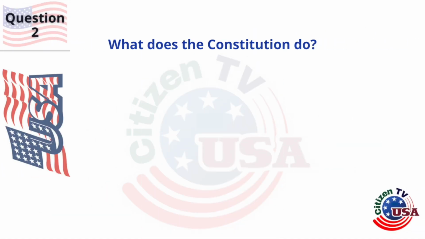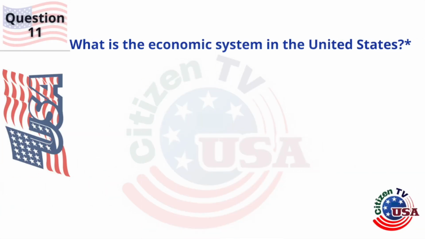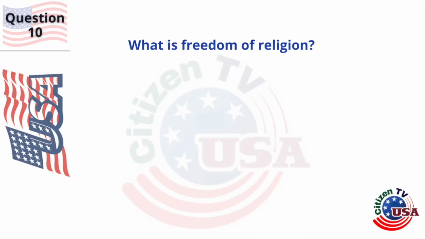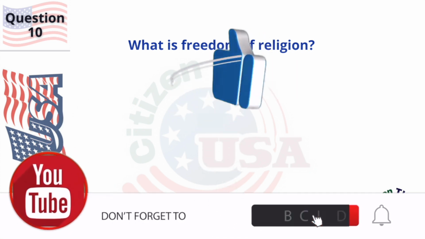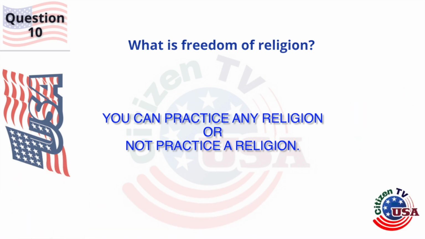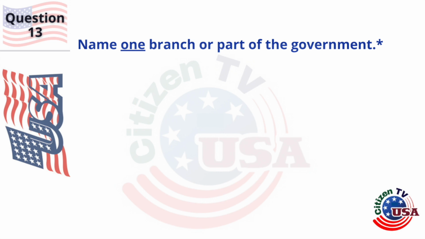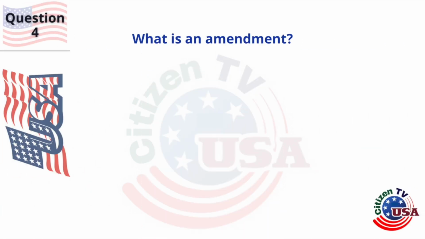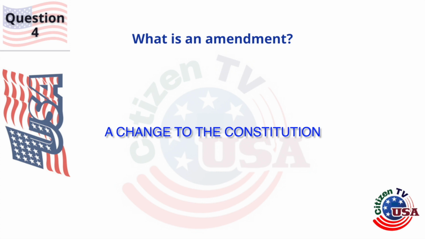What does the Constitution do? Sets up the government. What is the economic system in the United States? Market economy. What is freedom of religion? You can practice any religion or not practice a religion. Name one branch or part of the government. Congress. What is an amendment? A change to the Constitution.